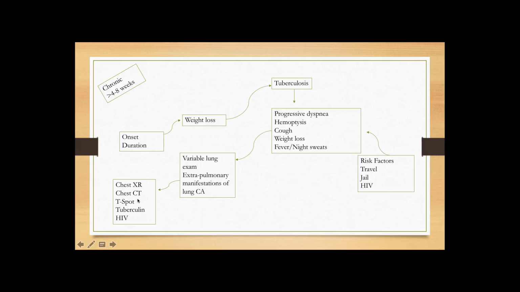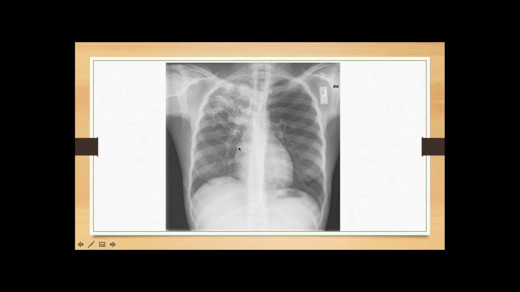And the test to do when you're suspecting this would be chest x-ray and CT scan. And if you see a spot on the chest x-ray, you gotta do either a T-spot or tuberculin skin test, which will be positive. But usually it becomes positive after a long duration, so it's not going to be positive in acute setting. And of course you gotta do HIV test. So this is a patient with tuberculosis. You can see right upper lobe is involved.